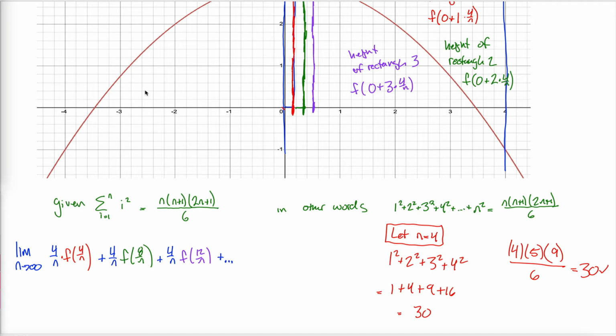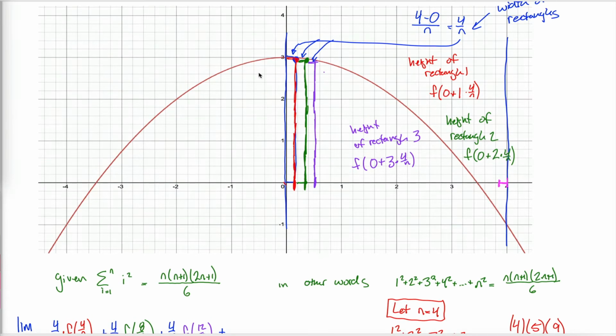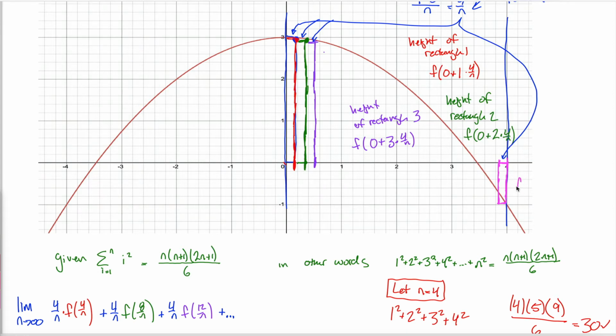What would our very last rectangle look like? Well, it'd be super skinny, infinitely skinny. It would have the exact same width as all these other rectangles that we're using the expression 4 over n to represent. And then the height of this rectangle would be based on its right endpoint. Well, if it's the last rectangle that we can squeeze in here, its right endpoint is exactly 4. So what is its height? Well, its height is just f of this value 4.